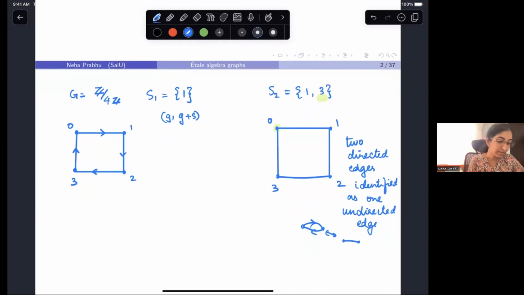What made this an undirected graph is that this is a symmetric set. The set is symmetric in the sense that whenever little s belongs to your set, minus that element also belongs to the set. That's not true here. This is just a one-element set and it's not its own additive inverse, so you have edges going only one way. But maybe I'll come back to this later.